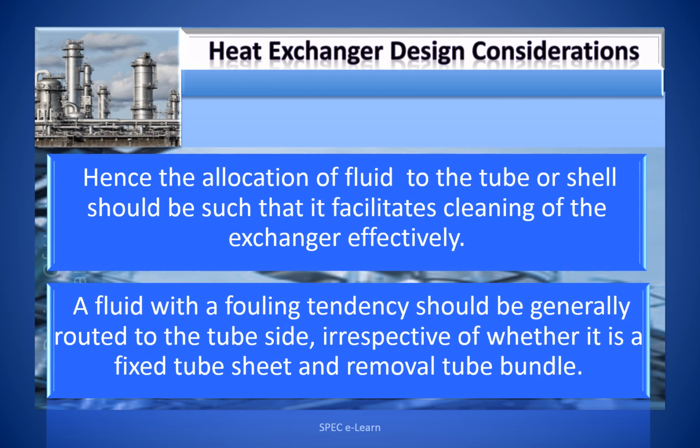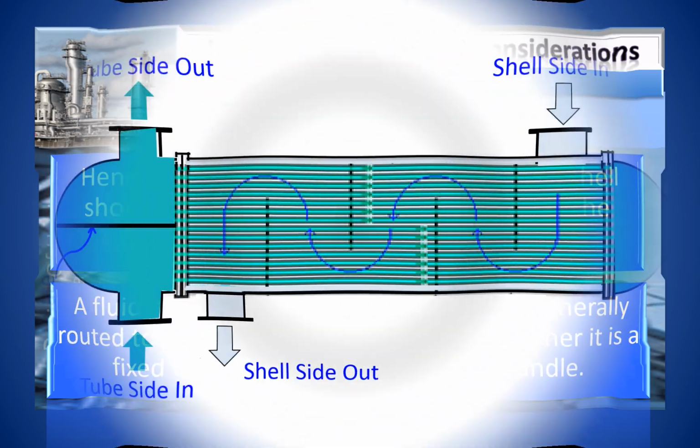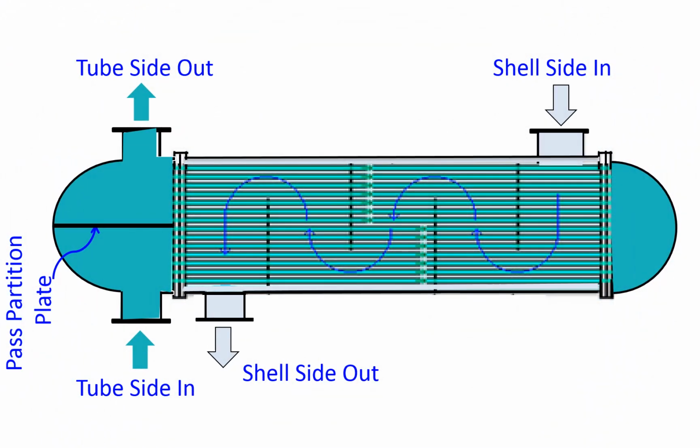A fluid with a fouling tendency should generally be routed to the tube side, irrespective of whether it is a fixed tube sheet or removable tube bundle. Shown in the figure is a shell and tube heat exchanger with various stream nozzles shown on the tube side and shell side. The heat exchanger has two tube passes and one shell pass. The partition plate on the front channel makes it possible to achieve two passes on the tube side.